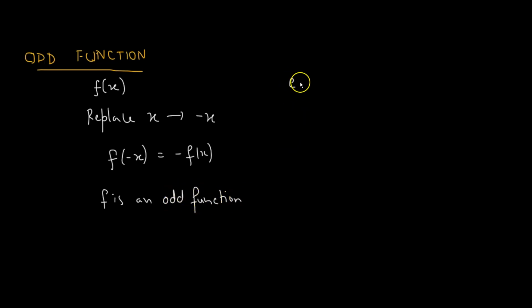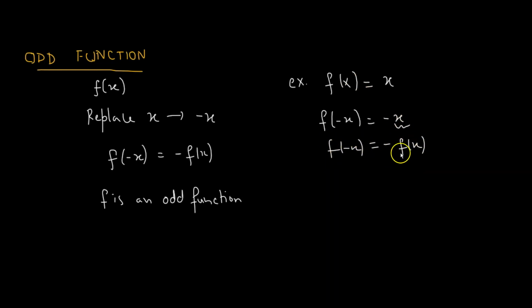Let us consider the example of a linear function given by f of x equals x. If we substitute x with negative x, on the right hand side x becomes negative x. Now if we take the negative as common, what is left is x, which is simply f of x. So we are getting the condition that f of negative x is equal to negative f of x, and this means f is an odd function.